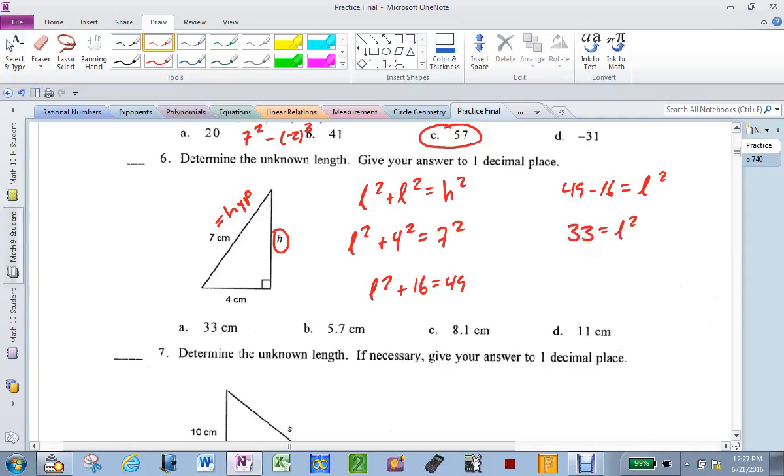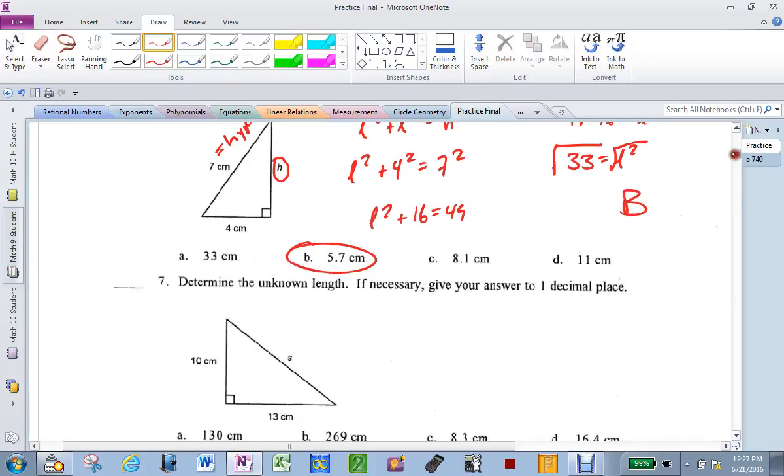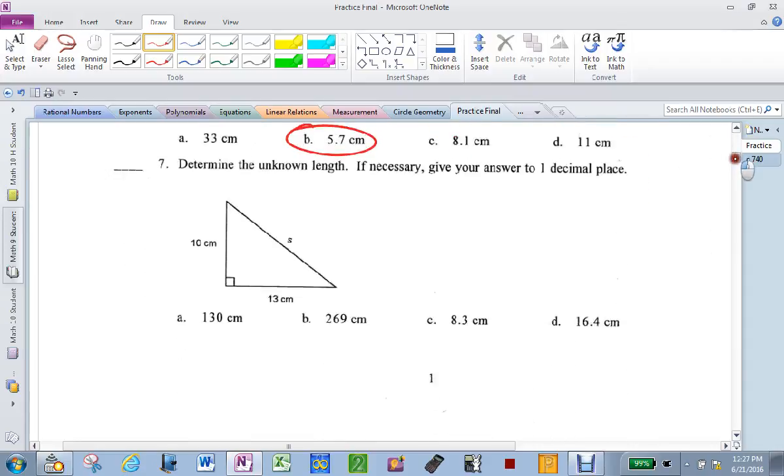What's the last step? Square root. Which is 5.7. And you learned over and over that because everything else is bigger than my hypotenuse, yeah.